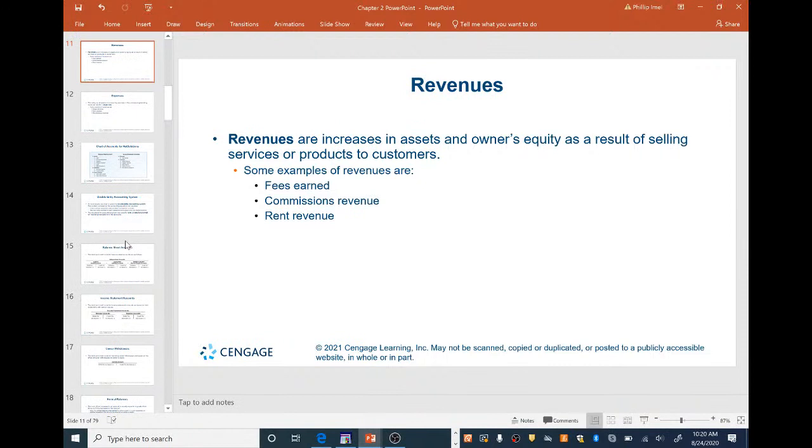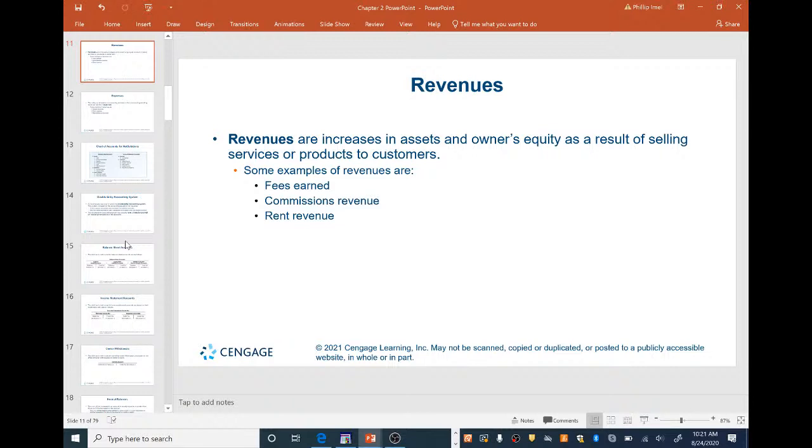Revenues are going to be increases in assets and owners' equity as a result of selling services or products to customers, right? So some examples of revenues are going to be fees earned, commission revenue, and rent revenue. So fees earned, for example, say that we have provided a service for somebody and they haven't paid us yet. Whether they pay us or don't pay us, it's still going to be fees earned, right? So that's going to be our revenue.